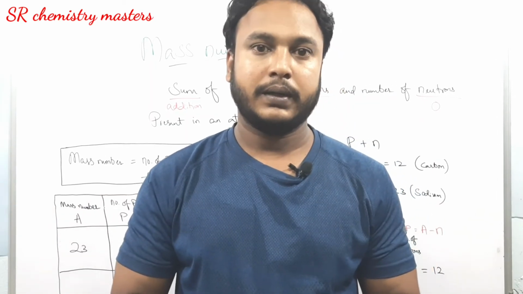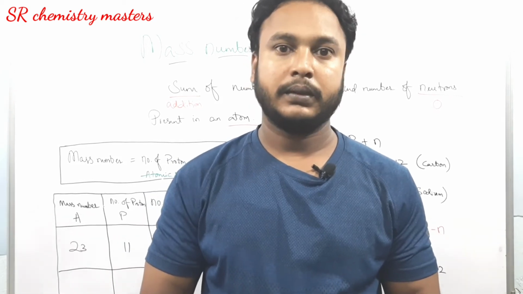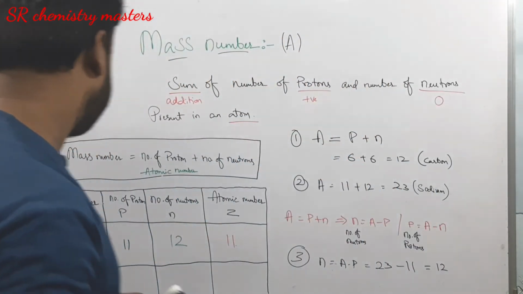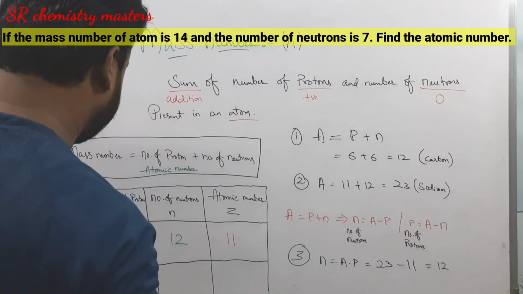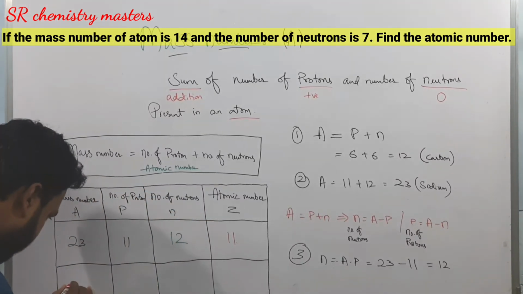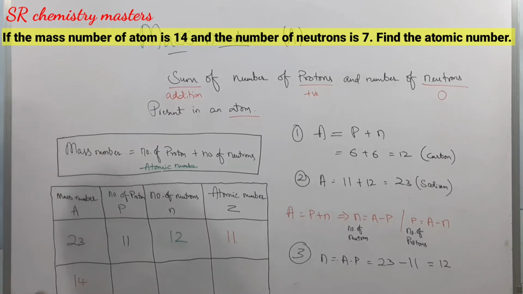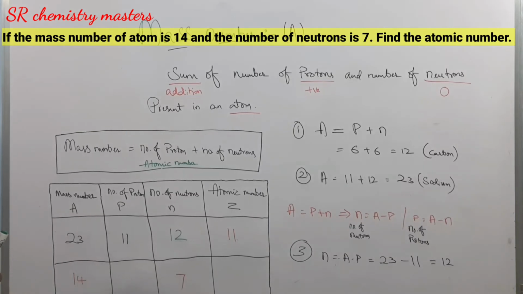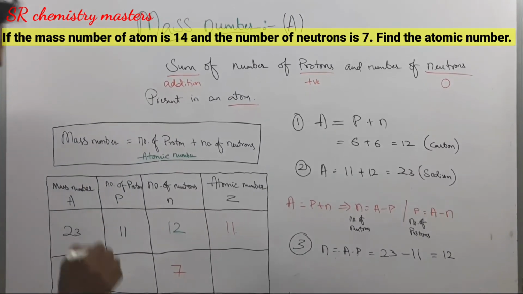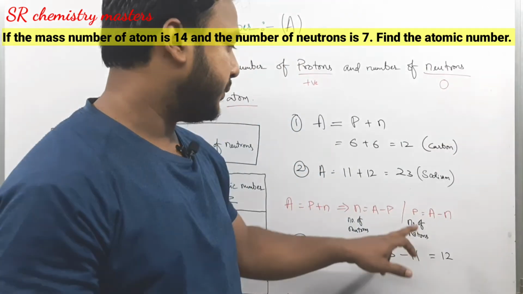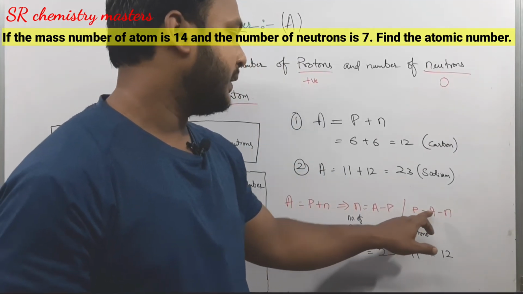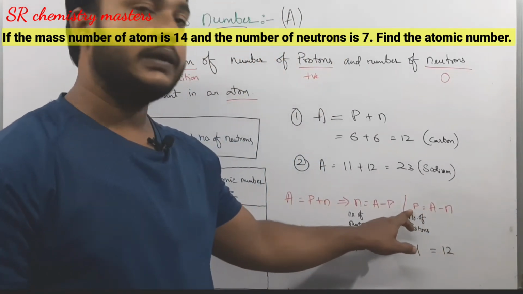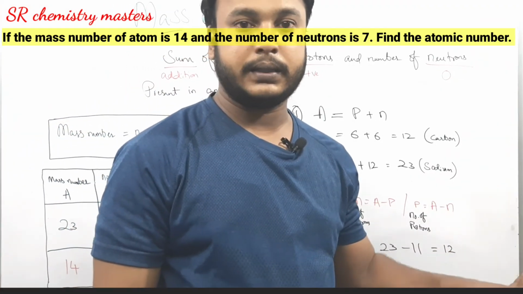Let us see one more problem where we are going to calculate the atomic number when he has given you the mass number and the number of neutrons. In the question, suppose he has given you the mass number as 14 and the number of neutrons as 7. Now we have to calculate the atomic number. For the calculation of atomic number, we are going to use this formula where number of protons is equal to the mass number minus number of neutrons. Why are we using this formula? Because we know the number of protons is always equal to the atomic number.